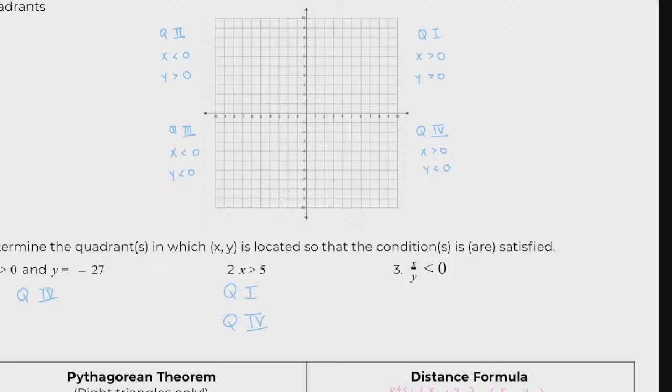Next, it says x over y is less than 0, so that means when we divide, we want a negative number. So that means x and y have to be opposite, they can't have the same sign. So it can't be in quadrant 1, it can be in quadrant 2, it cannot be in quadrant 3 since they're both negative here, and negative divided by negative will be positive. But quadrant 4 is fine as well. So it's going to be in quadrant 2 and 4.